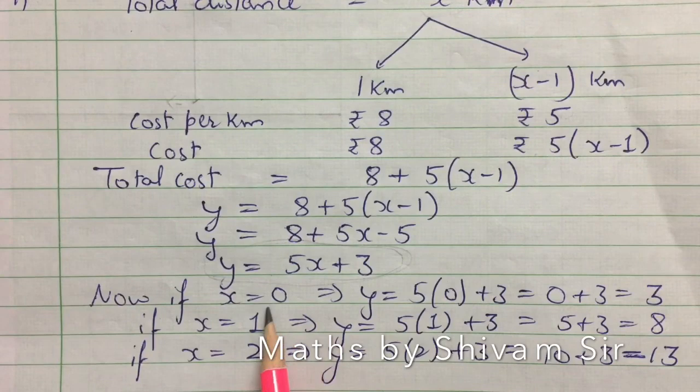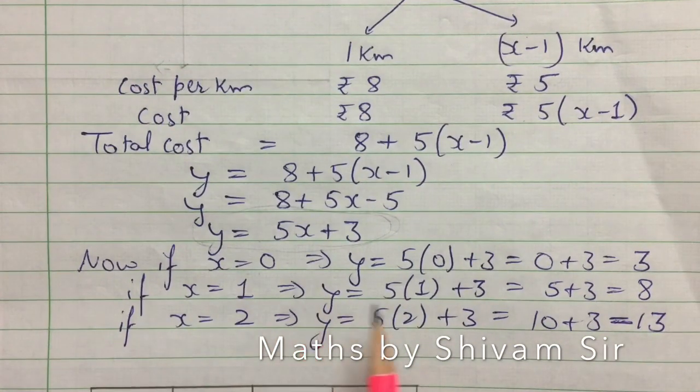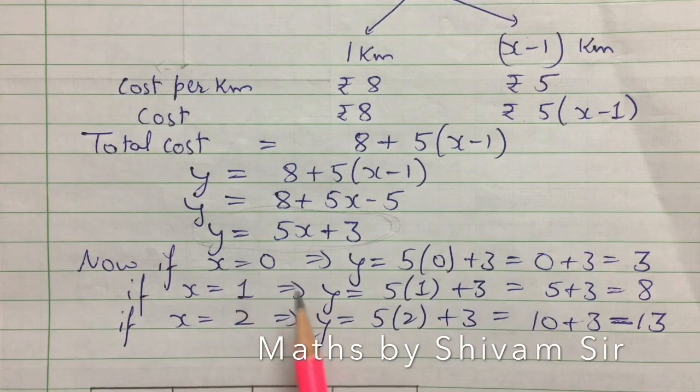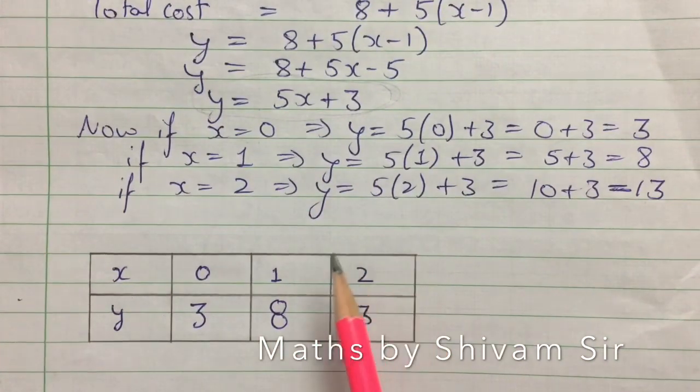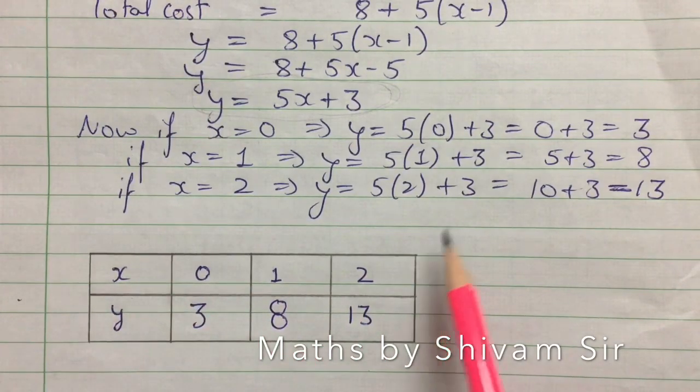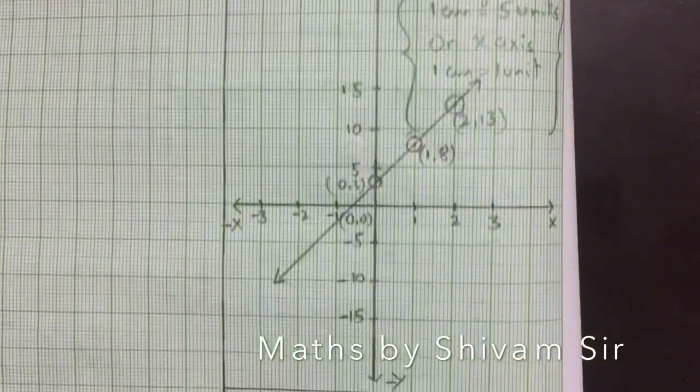If x is equal to 0, y is equal to 3. If x is equal to 1, y is equal to 8. If x is equal to 2, y is equal to 13. Here I have written down this information in the form of a table and plotted its graph. So this is the graph of it.